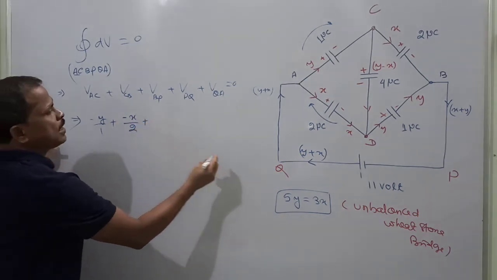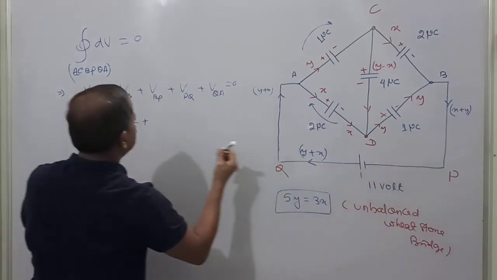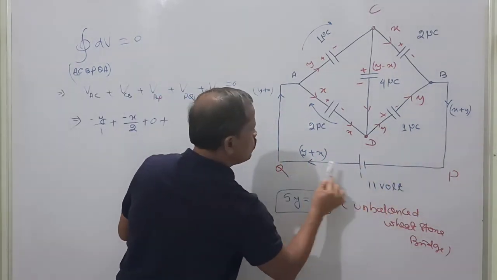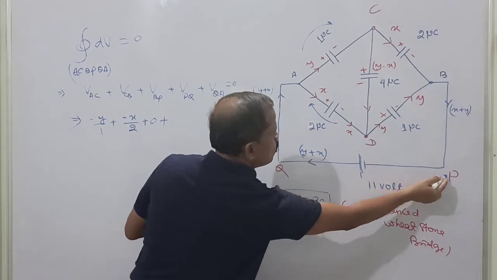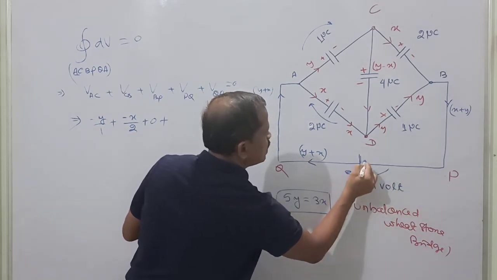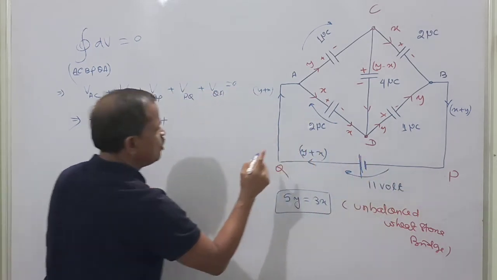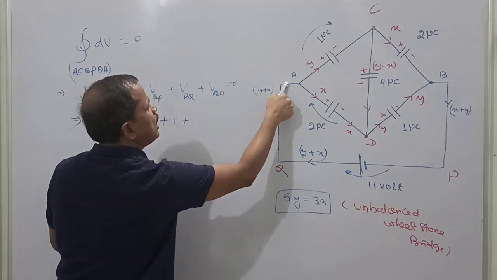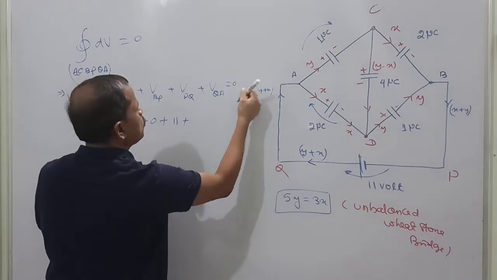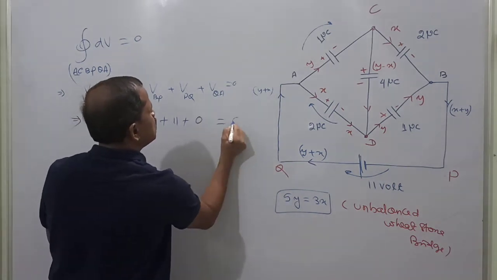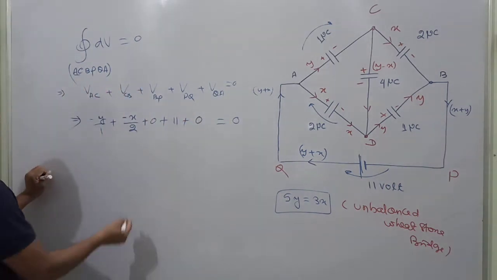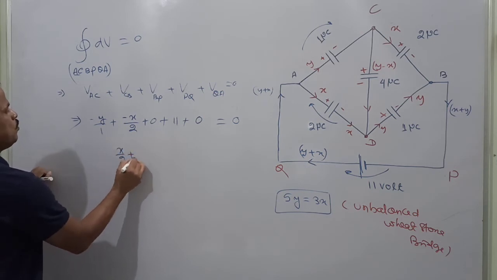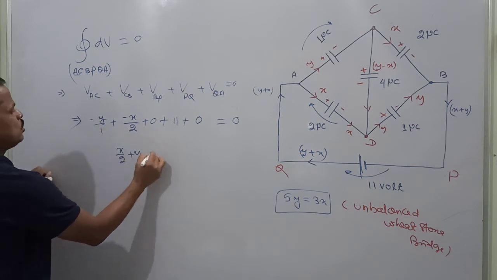Then what is the potential from B to P? 0. What is the potential from P to Q? When we are going from P to Q, it is first negative, then positive, so there is a gain. How much gain? 11. What is the potential from Q to A? Nothing is there, it is a conductor, so potential is 0. So net potential is 0.